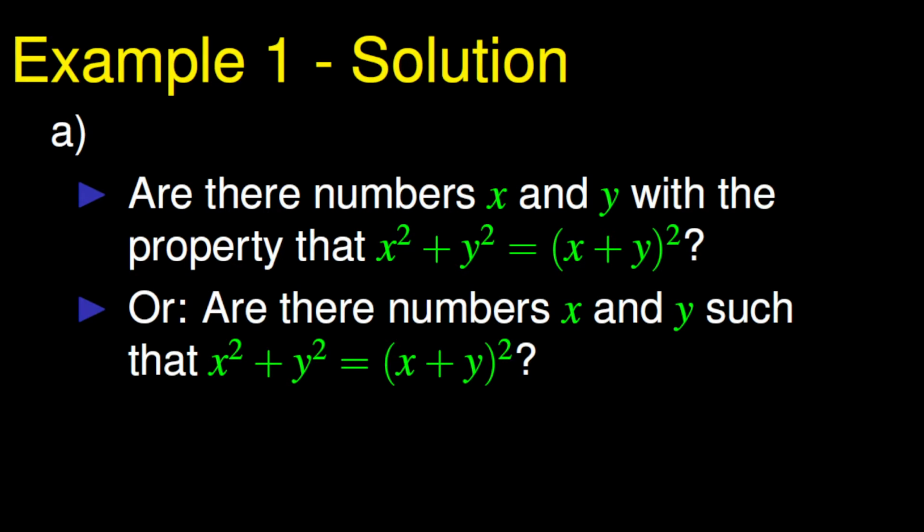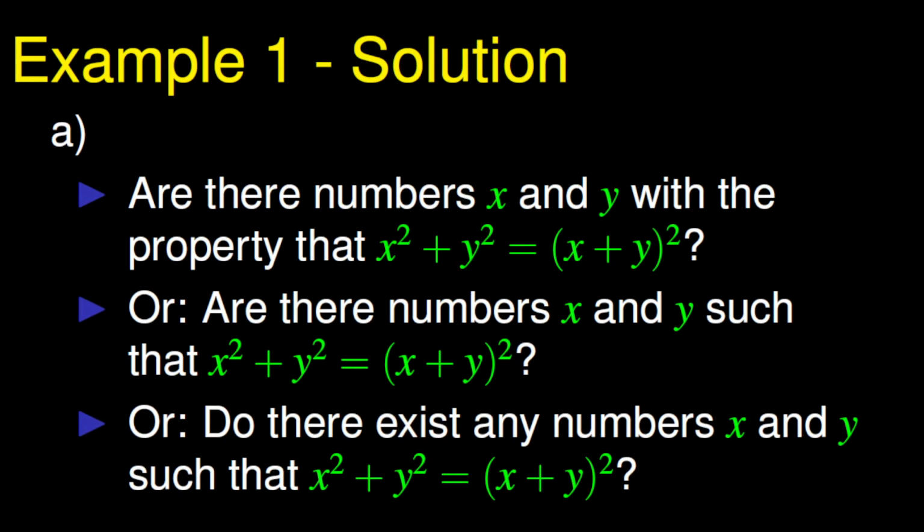Or alternatively, we can rewrite the sentence as follows: are there numbers x and y such that x squared plus y squared equals the quantity x plus y, squared? We may also rewrite the sentence as follows: do there exist any numbers x and y such that x squared plus y squared equals the quantity x plus y, squared?